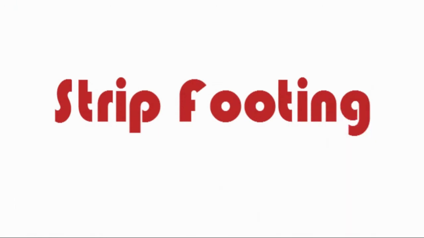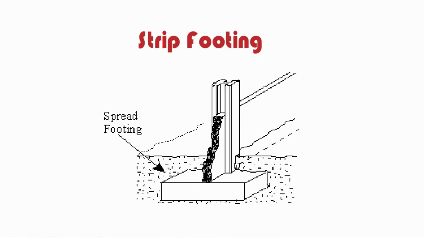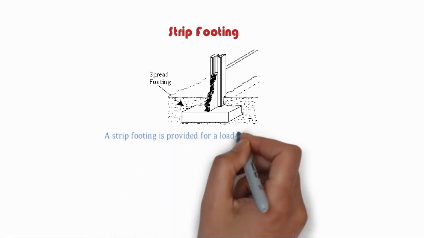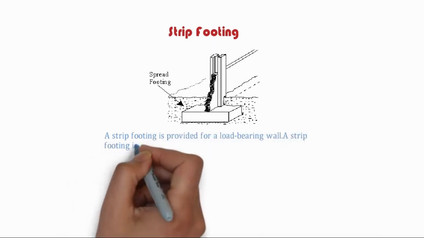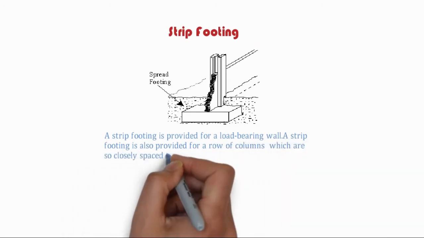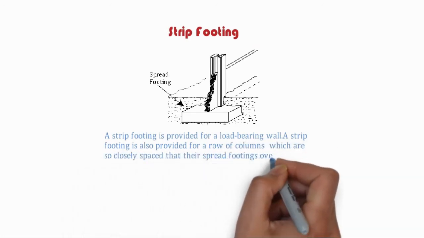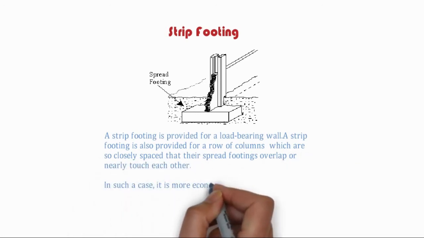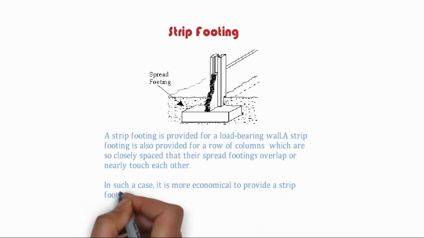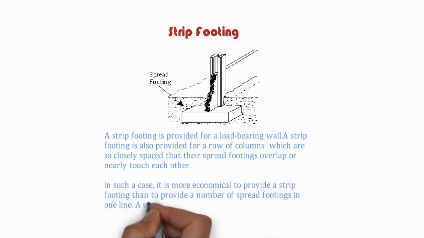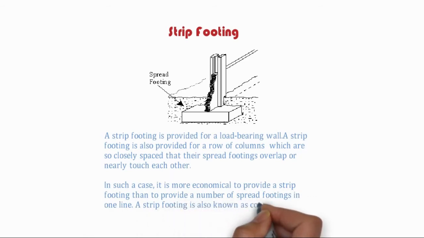Strip footing. A strip footing is provided for a load-bearing wall. A strip footing is also provided for a row of columns, which are so closely spaced that their spread footings overlap or nearly touch each other. In such a case, it is more economical to provide a strip footing than to provide a number of spread footings in one line. A strip footing is also known as continuous footing.